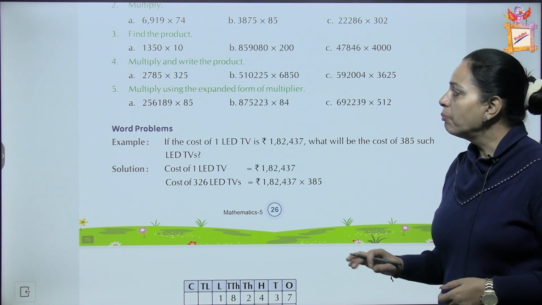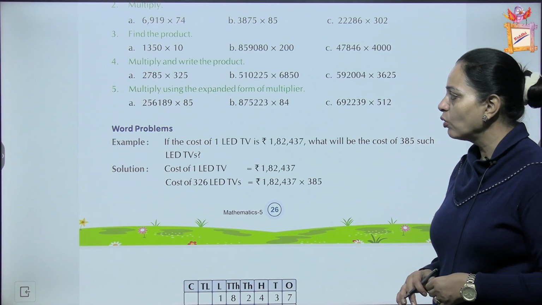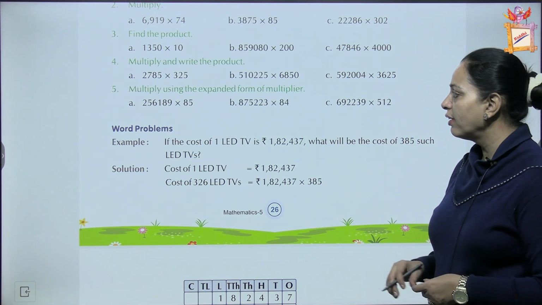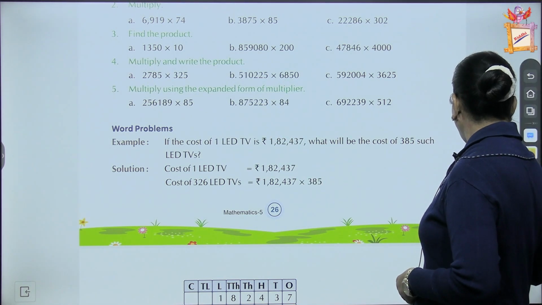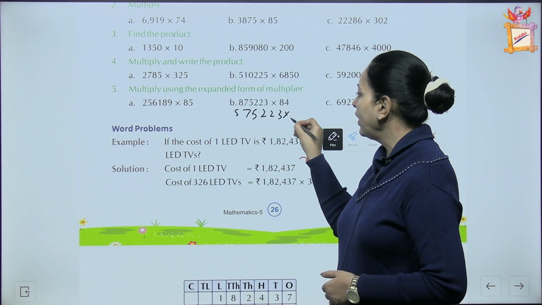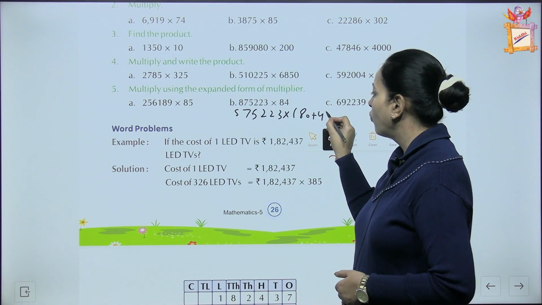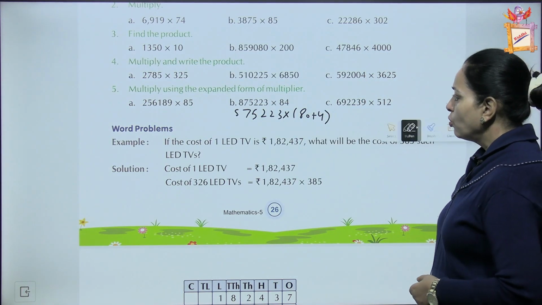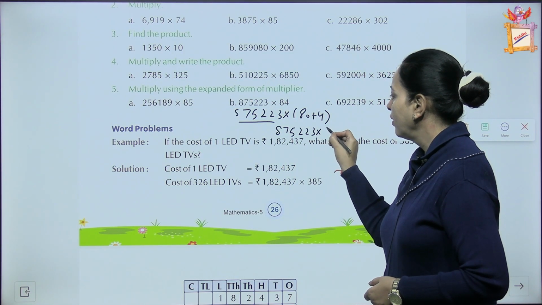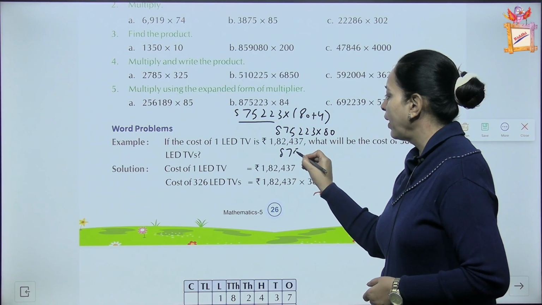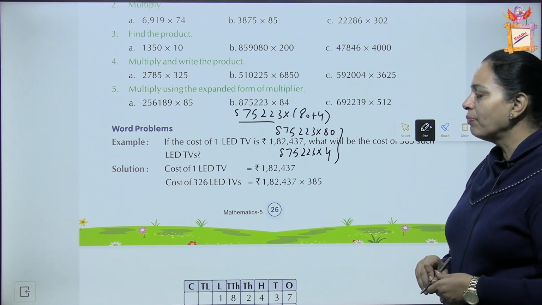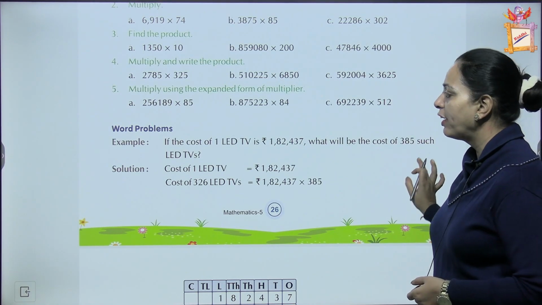Now the fourth one, multiply and write the product. You can try this one also. And the fifth, multiply using the expanded form of multiplier. Like B part, this number multiply by 84. So what to do? इस number को हम लिखेंगे and here 84 means 80 plus 4. Okay, then what to do? First multiply this number by 80 and then this number by 4. और जो भी वैल्यूज आएंगी दोनों को हम ऐड कर देंगे. ओके. सिमिलरली यू कैन ट्राई रिमेनिंग पार्ट्स.